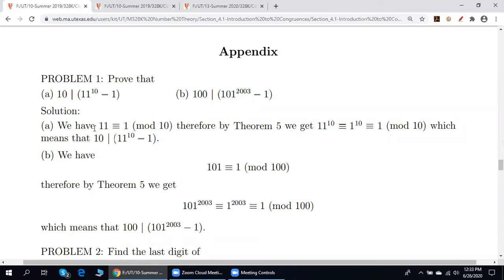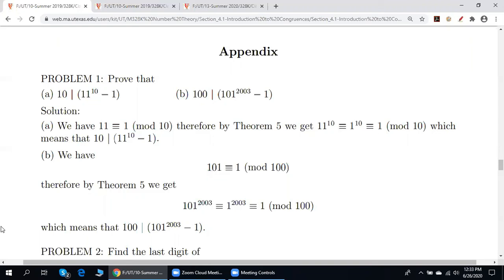Well, we apply the same approach. 101 is congruent to 1 modulo 100, because 101 minus 1 is divisible by 100. Now, by Theorem 5, we can raise both sides to the power 2003, which gives us the desired result.